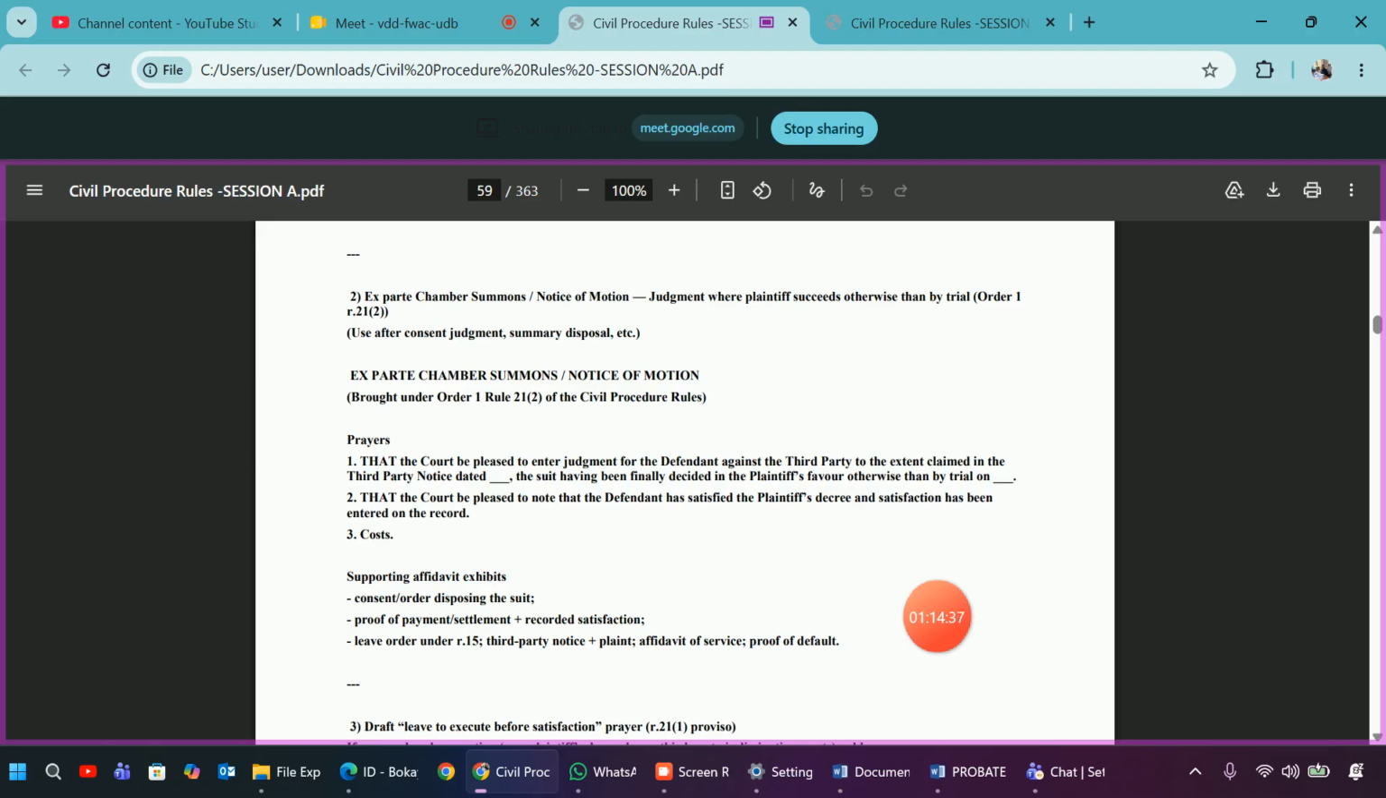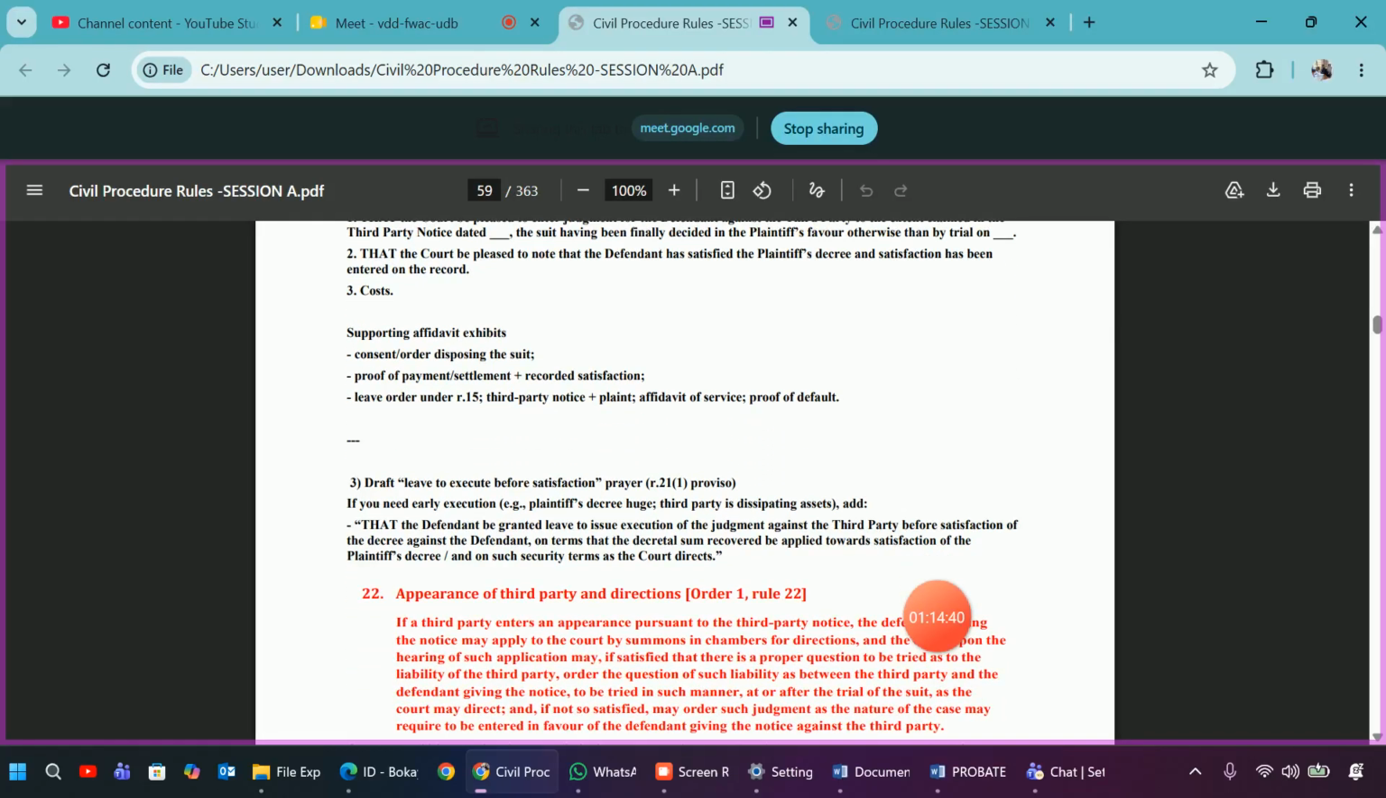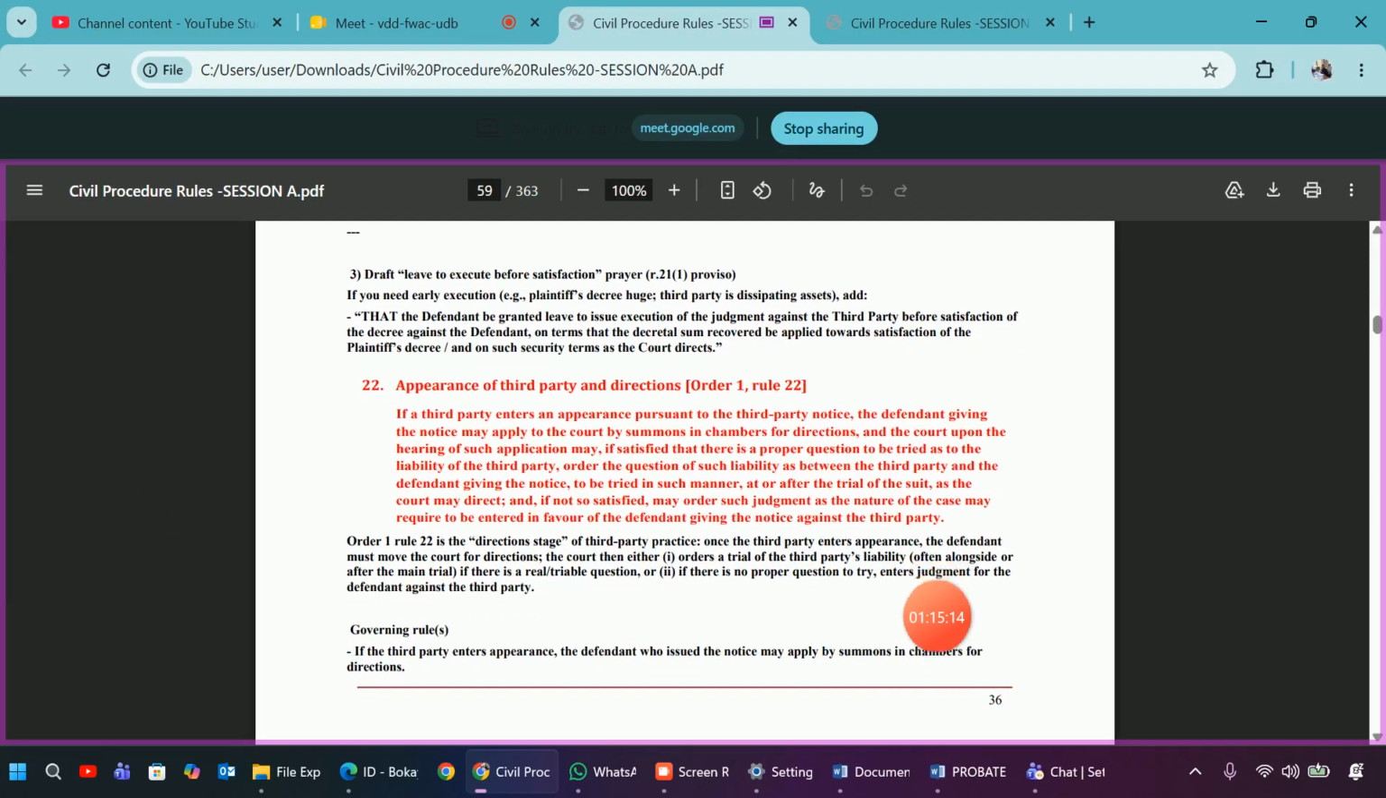Okay, so if you need early execution, where the plaintiff's decree is huge and the third party is dissipating assets, you need to add that the defendant be granted leave to issue execution of the judgment against the third party before satisfaction of the decree against the defendant, on terms that the decretal sum recovered be applied towards satisfaction of the plaintiff's decree and on such security terms as the court will direct.